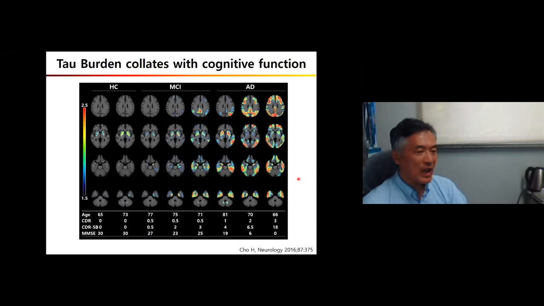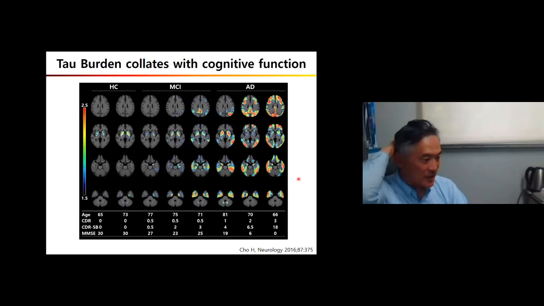Tau PET imaging can correlate with the cognitive function. So tau PET more effectively shows the cognitive function of Alzheimer's disease patients than the amyloid plaque imaging.